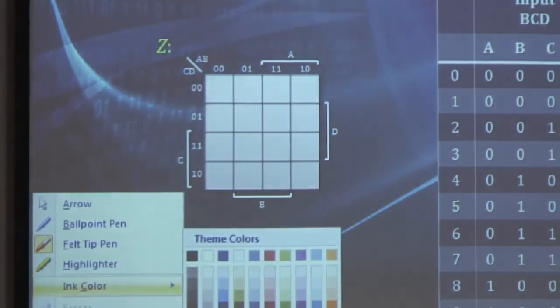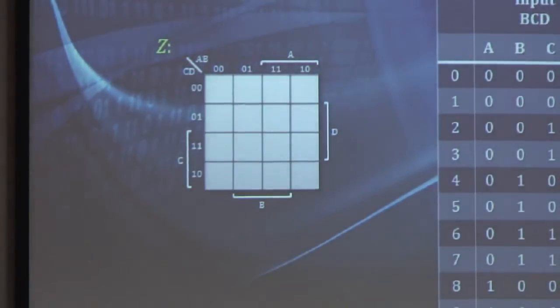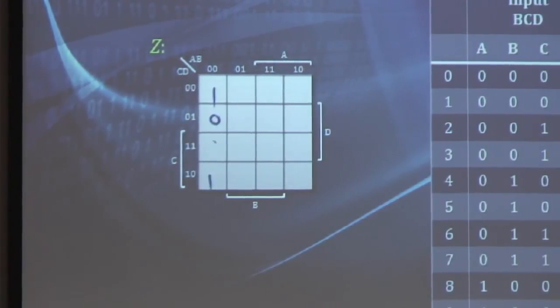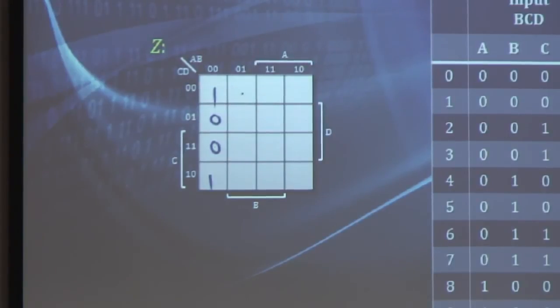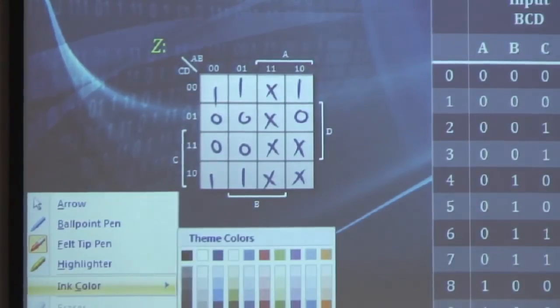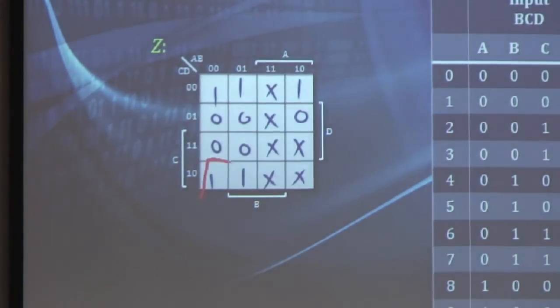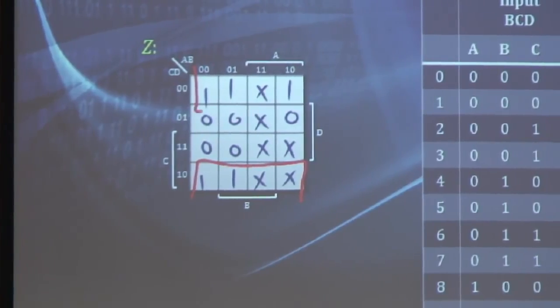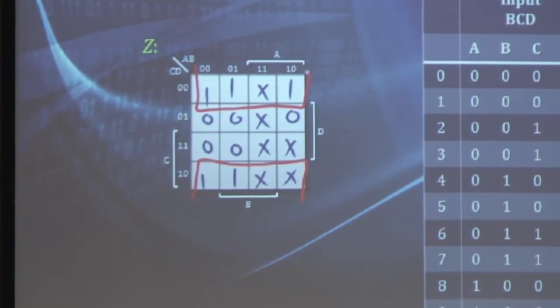And then for Z, the last column here, we have 1 0 1 0, 1 0 1 0, then 1 0, and don't cares, which actually gives me a nice grouping in this case, because I can now group all these ones and wrap them around and come up with only one group for the whole thing.